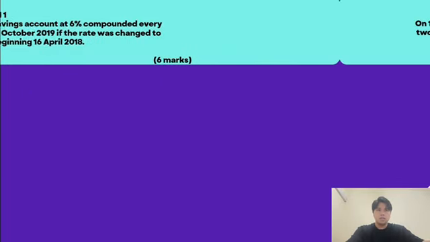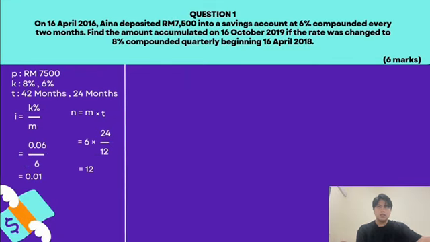This is part A, question 1. First of all, we need to extract all the important information, such as P is 7,500, K is 8% and 6%, T is 42 months and 24 months. So we must find I equal K percent over M. M is 6 because it's compounded every 2 months in the beginning of 16 April 2016. So 0.06 is K and 6 is M, and we will get 0.01.